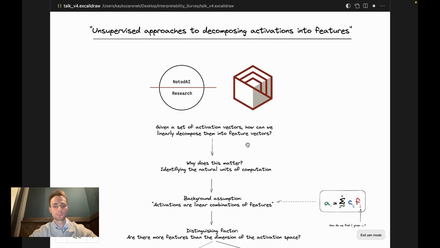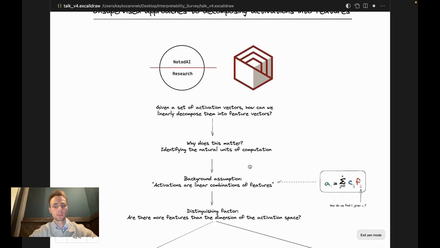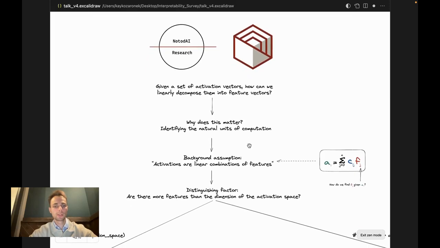Now, one background assumption that we will run with throughout this talk is that activations are linear combinations of features. In mathematical terms, you can see this expressed on the right-hand side. Each activation vector is a linear combination of coefficients and features. Now, the question that we're interested in is, given these activation vectors, how can we find the features?